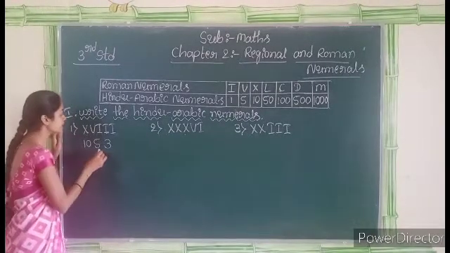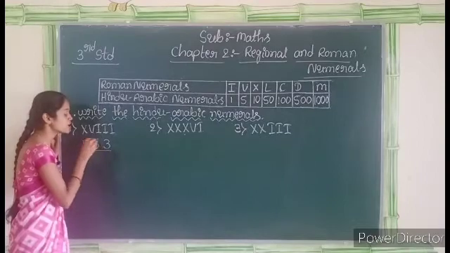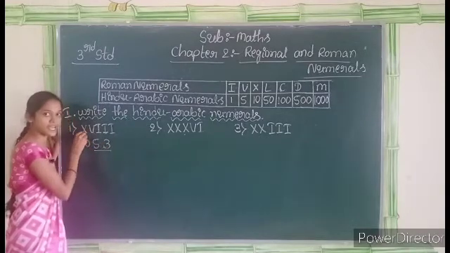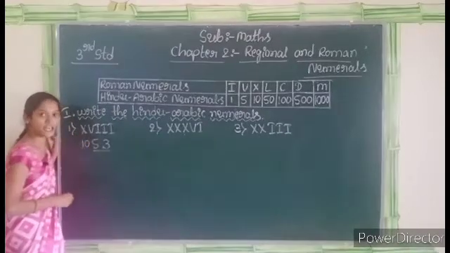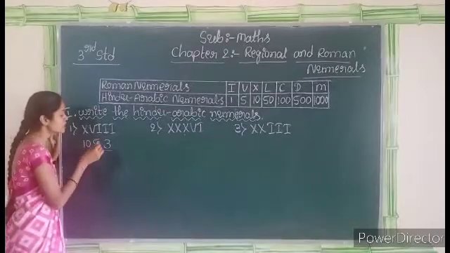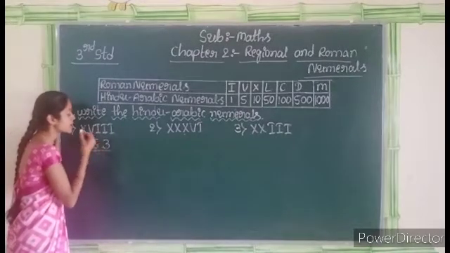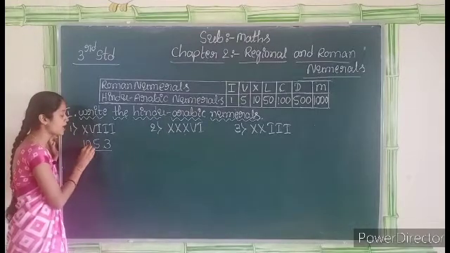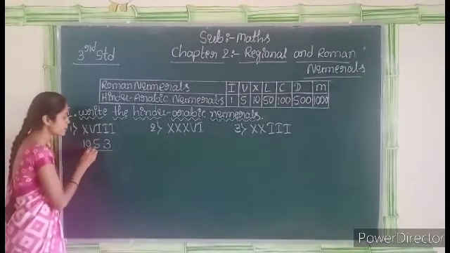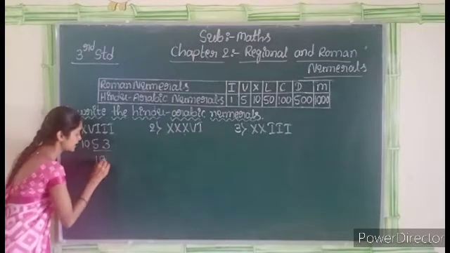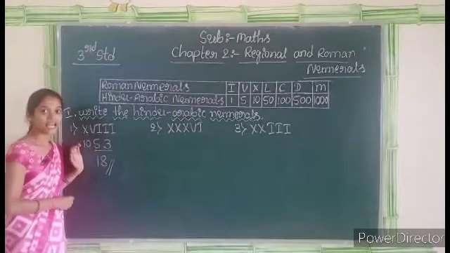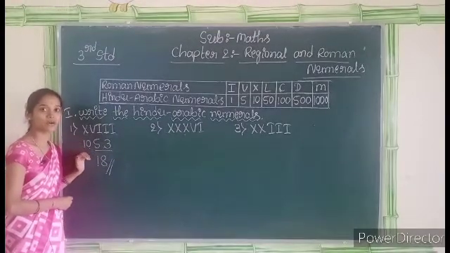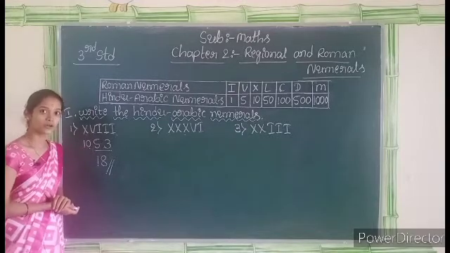And here this 8 is also written on the right side of this X. X represents 10, and this 8 is written on the right side of this 10. At this time we have to add these two, 10 plus 8, that is 18. Like this we can convert Roman numerals into Hindu-Arabic numerals.